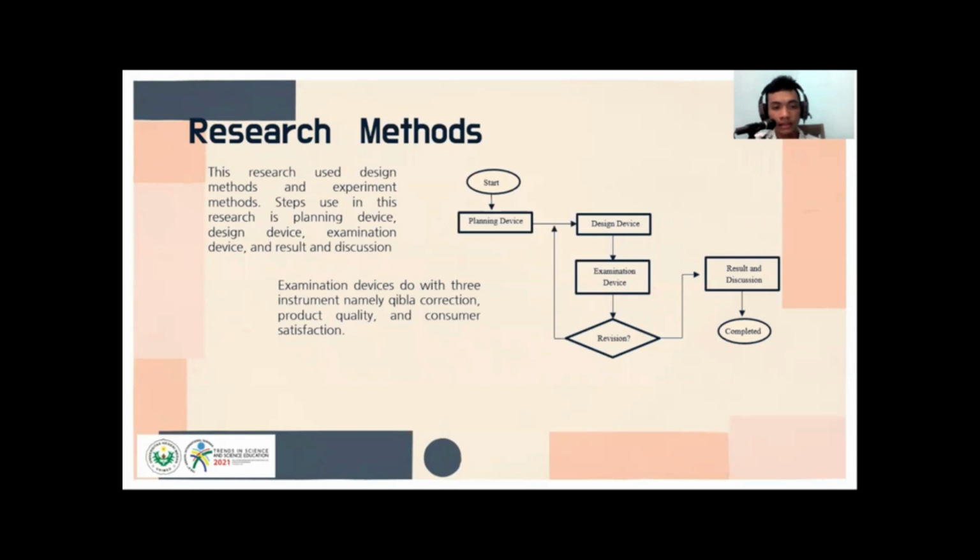The next is the research methods. The research uses design methods and experimental methods. The steps used in this research are planning the device, designing the device, examining the device, and research and discussion. The device examination is done with three instruments, namely Qibla correction, product quality, and consumer satisfaction.